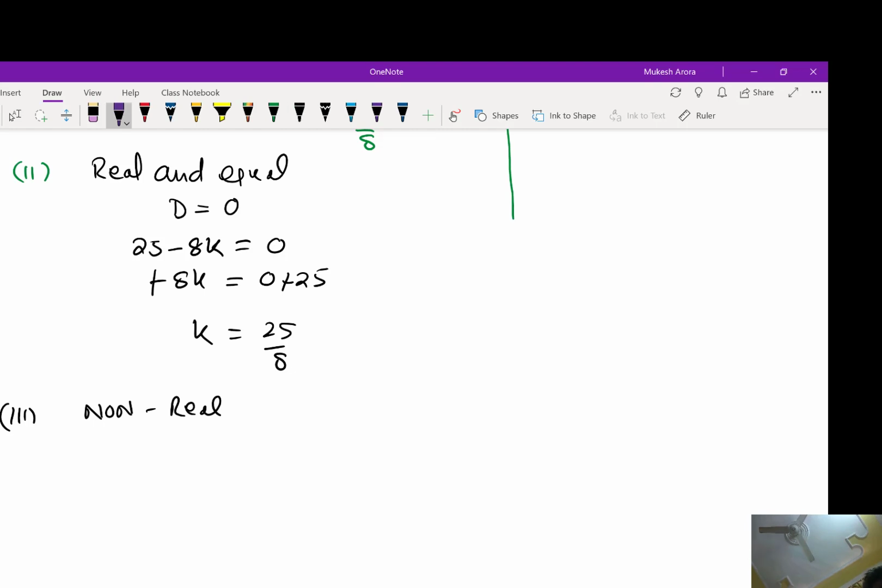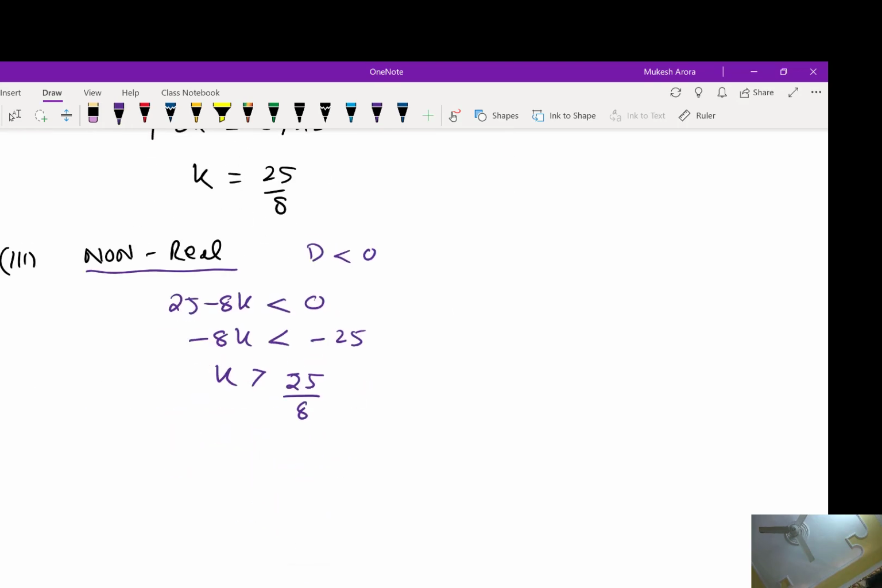Non-real root is d is less than 0. That means 25 minus 8k is less than 0. 8k is less than minus 25. K is greater than 25 by 8.